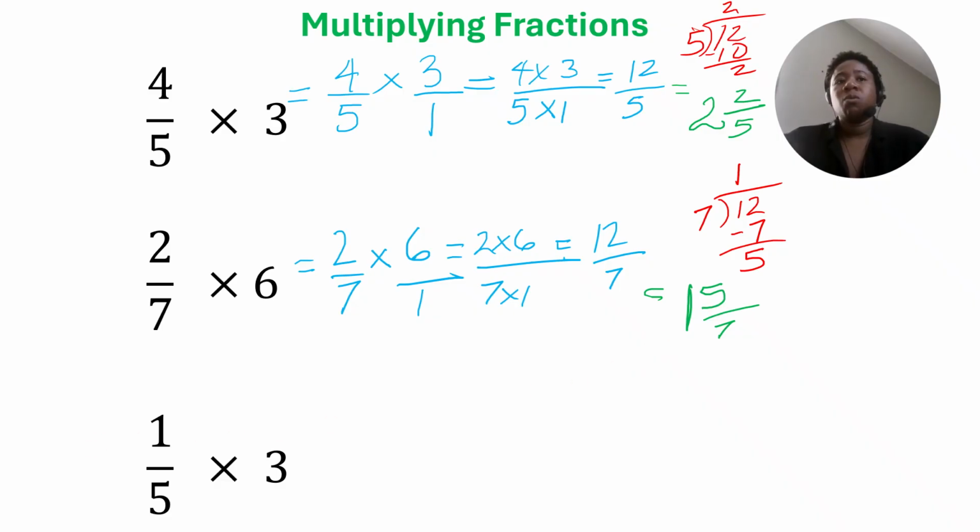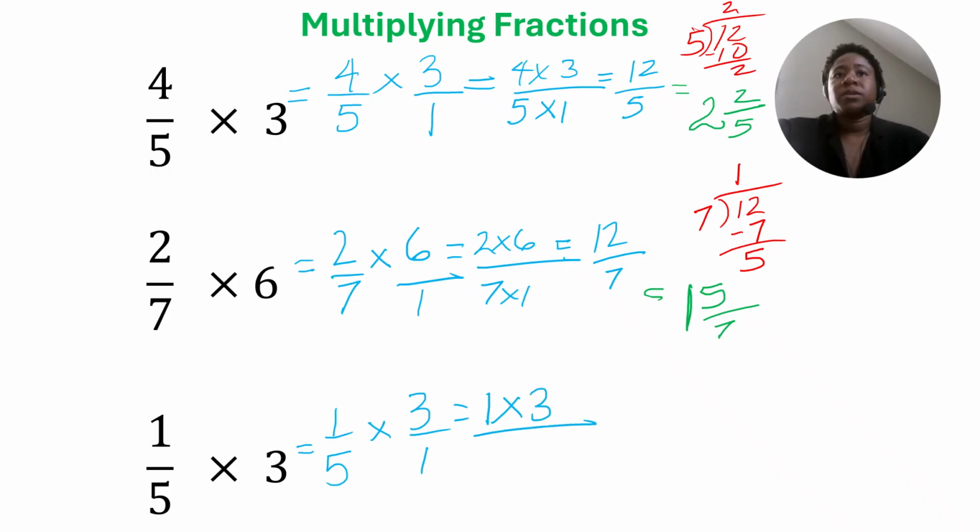Okay, next one, 1/5 times 3. Again, convert the whole number to a fraction by dividing it by 1, just to show that we're essentially multiplying the numerators and then multiplying the denominators. 1 times 3 is 3. 5 times 1, 5. So this is in fact a proper fraction, and we wouldn't need to make that conversion to a mixed number.